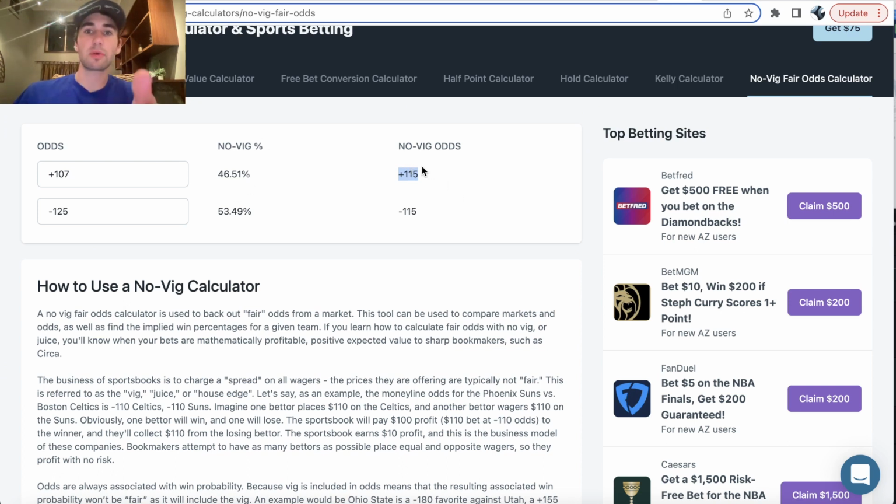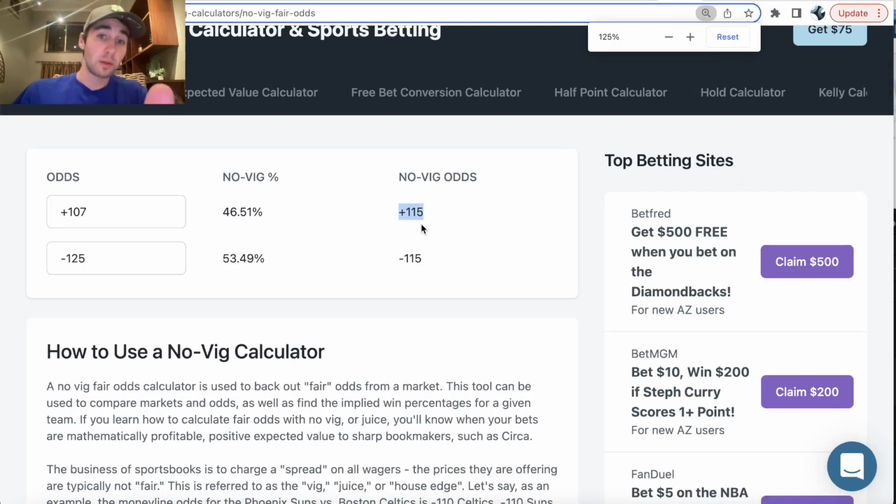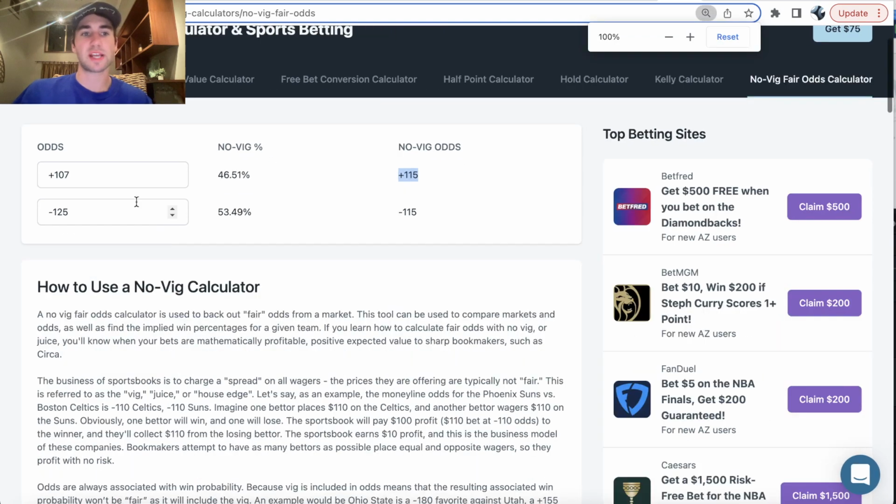But of course, that's not the price they give you because this market has no profit margin baked in for the sportsbook. They have to vig their markets, right? Then the sportsbook adds their juice. Instead of giving you what they believe the true odds or the fair odds are, plus 115, they give you plus 107 on the over.